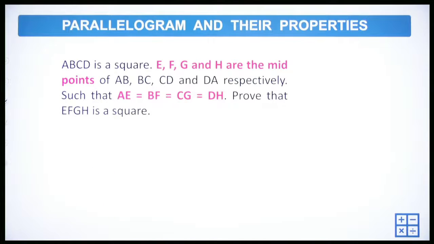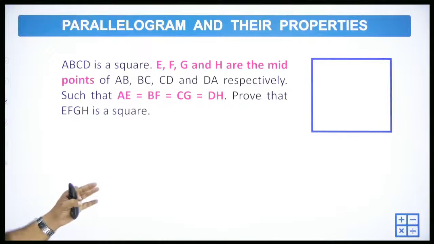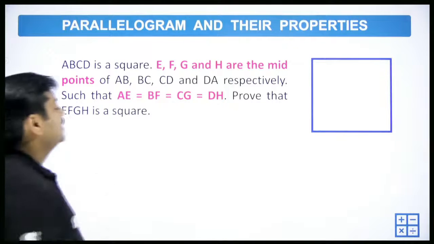ABCD is a square. E, F, G and H are the midpoints of AB, BC, CD and DA respectively, such that AE is equal to BF is equal to CG is equal to DH. Prove that EFGH is a square. What is that? Once again, ABCD is a square.